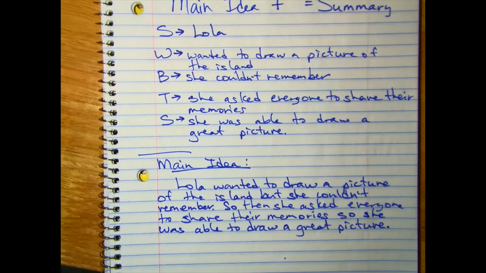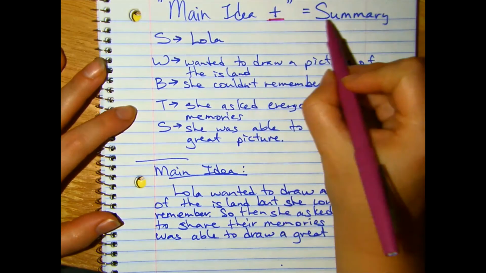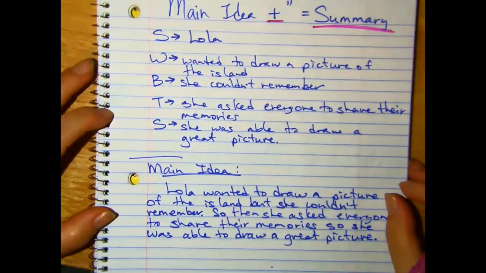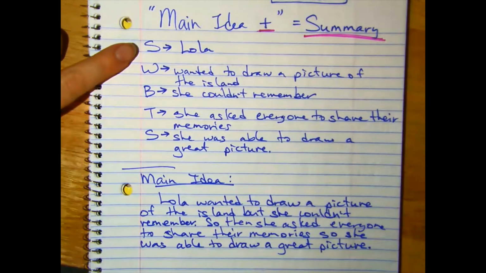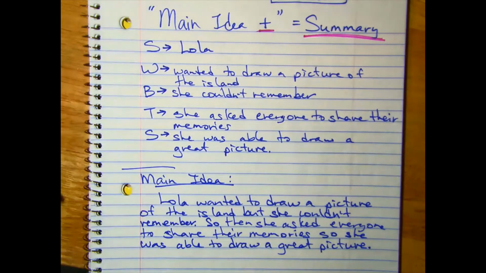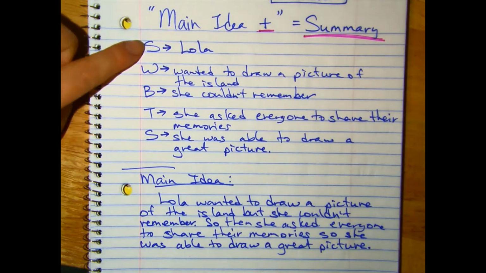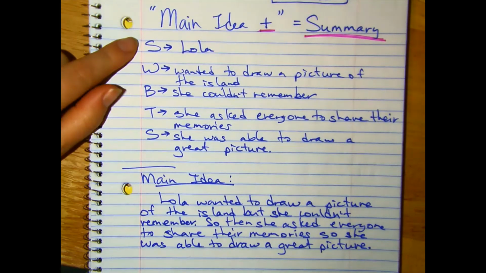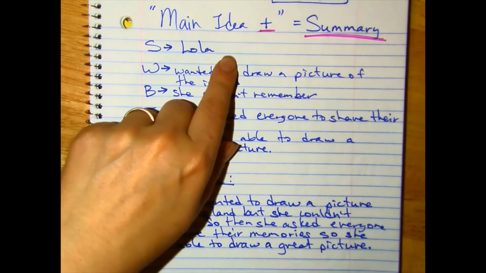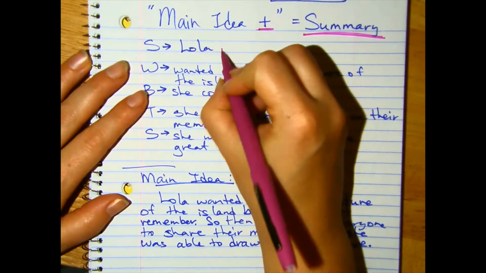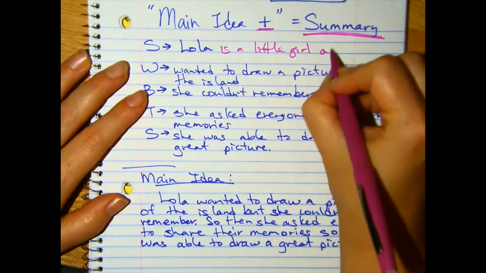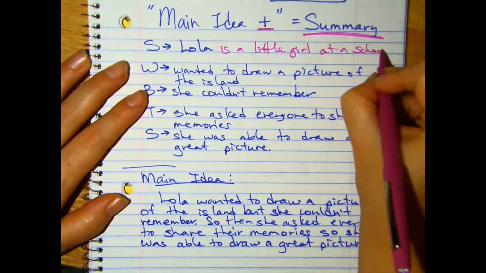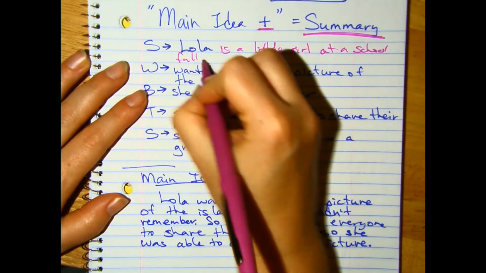Because we're actually writing a summary. So I'm going to go back. I've already found the main idea, but now I'm going to go back and ask myself, what's a key detail that I could add to each of these to make my main idea have more information, to make it a summary? So I know that I'm talking about Lola, so maybe I'm going to include Lola is a little girl at a school full of kids from other countries.